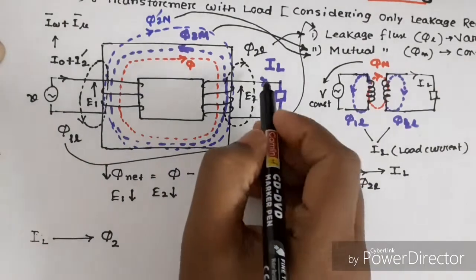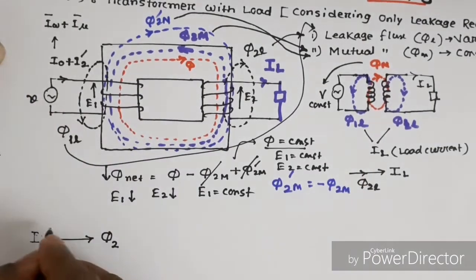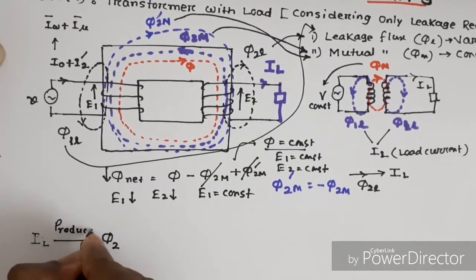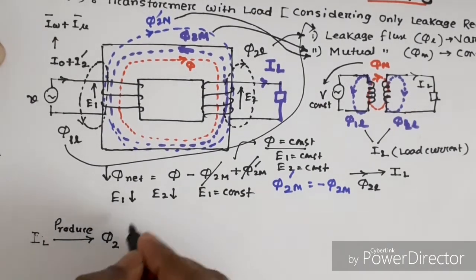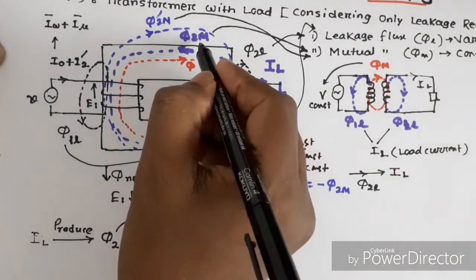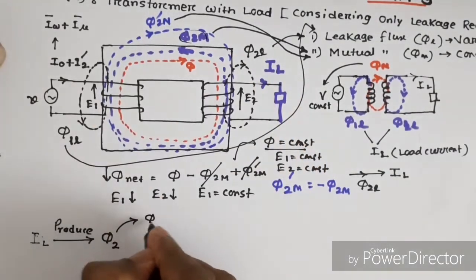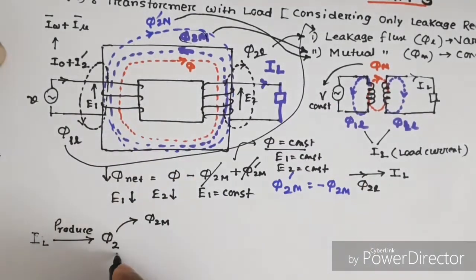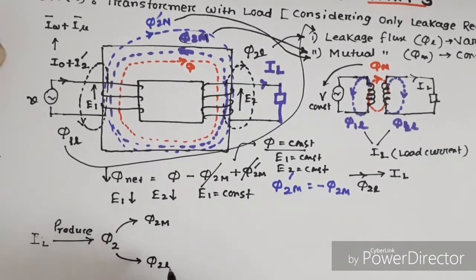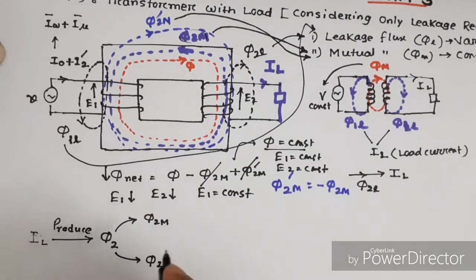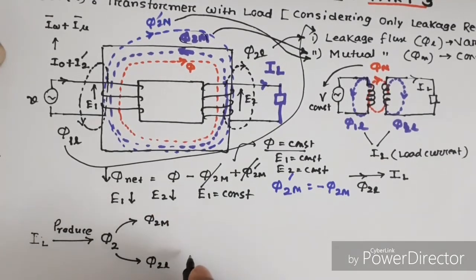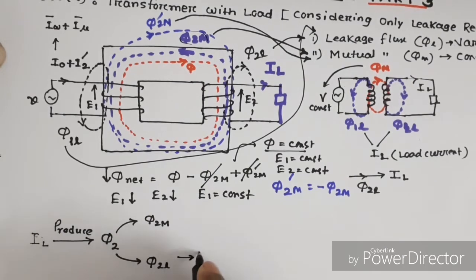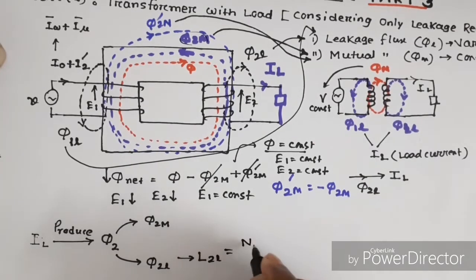We can say that current IL produces flux phi 2 which has two components. One is the mutual flux phi 2m, another is a leakage flux phi 2L. Due to the leakage flux phi 2L, a leakage inductance will be there. L2L is given by N2 into phi 2L divided by I2.